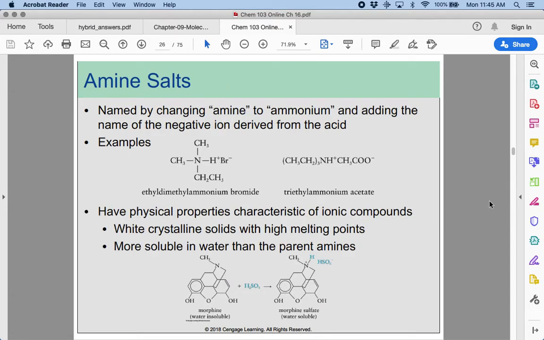So amine salts, when we name them, we just change the amine portion of the name to ammonium, and then we add whatever anion is present with it. So whether it's a bromine, a chlorine, an acetate, whatever it may be.